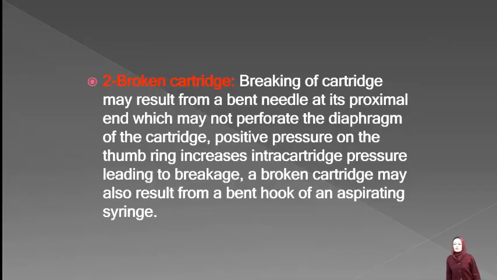2. Broken cartridge. Breaking of the cartridge may result from a weak needle at its proximal end, which may not perforate the diaphragm of the cartridge. Positive pressure on the thumb ring increases intracartridge pressure, leading to breakage. A broken cartridge may also result from the bent hook of an aspirating syringe.